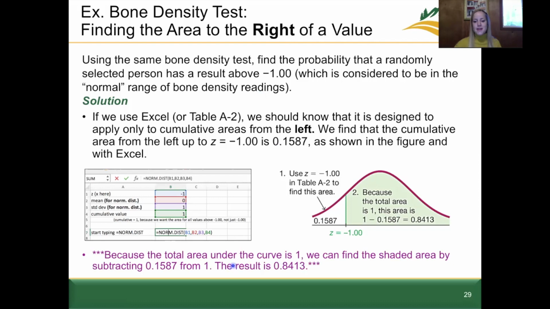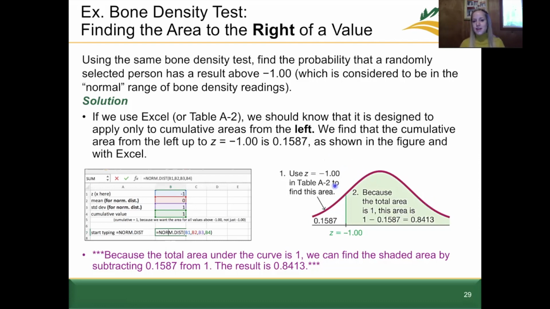So here, for example, we found 0.1587. We take 1 minus that value. That result is 0.8413. So that area is our probability. That probability is that we randomly select a person and they have a bone density value greater than -1.00.